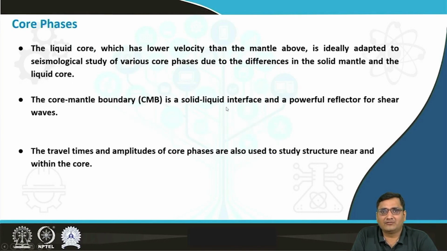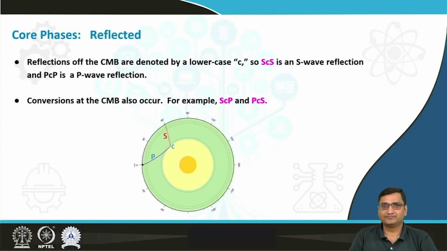Now let's talk about the core phases. As you know, the outer core is liquid and it has lower velocity than the mantle above. So it is considered ideal for seismological studies of the various core phases due to the differences between the solid mantle and the liquid core. The core-mantle boundary is a solid-liquid interface and it acts as a powerful reflector for shear waves. The travel times and amplitudes of the core phases are also used to study structure near and within the core.